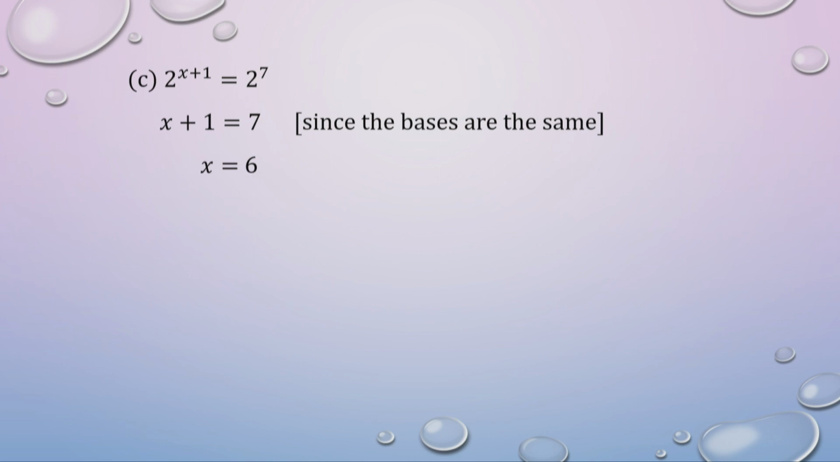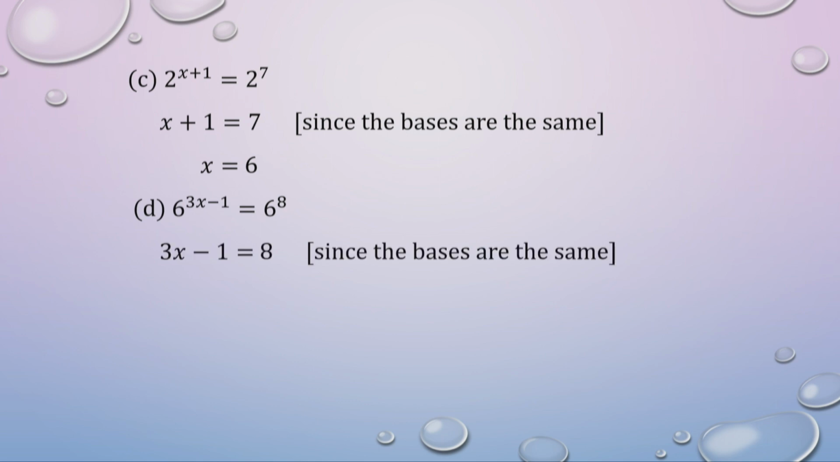Part C, 2 to the power of x plus 1 equal to 2 to the power of 7. Again, we have the same base, so we equate the powers. x plus 1 equal to 7 and x will be equal to 7 minus 1, which is 6. Part D, 6 to the power of 3x minus 1 equal to 6 to the power of 8. The bases are the same, so we equate the powers. 3x minus 1 equal to 8, 3x will be equal to 9, and x will be equal to 3.